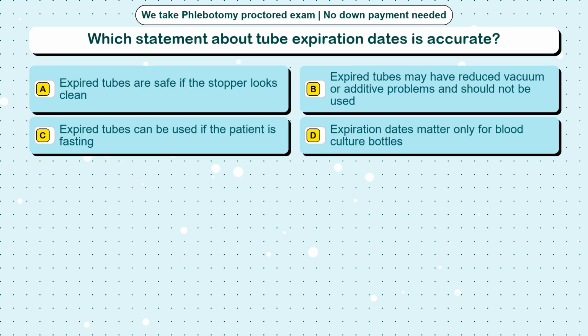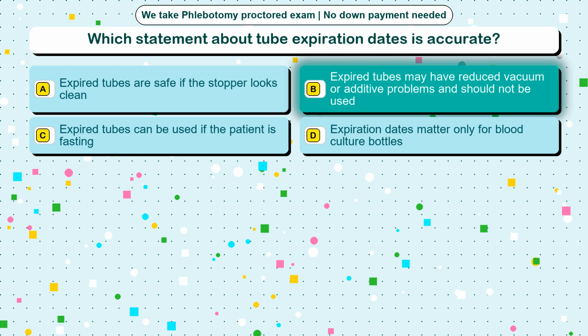Question 74. Which statement about tube expiration dates is accurate? Option A, expired tubes are safe if the stopper looks clean. Option B, expired tubes may have reduced vacuum or additive problems and should not be used. Option C, expired tubes can be used if the patient is fasting. Option D, expiration dates matter only for blood culture bottles.